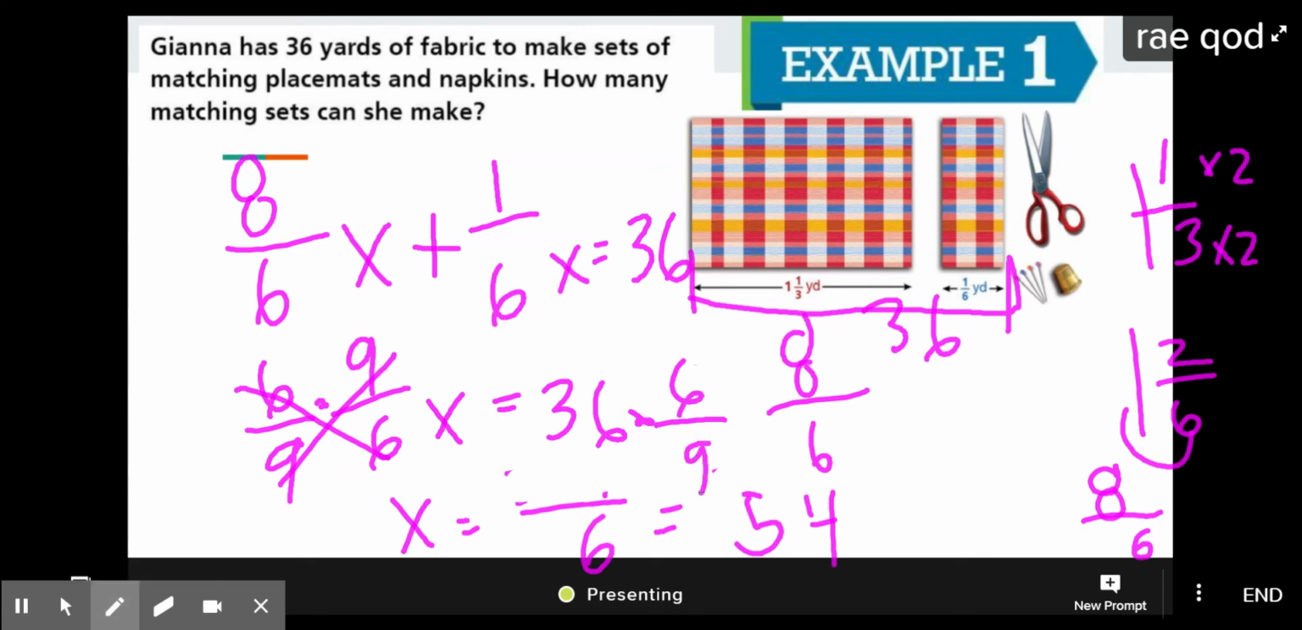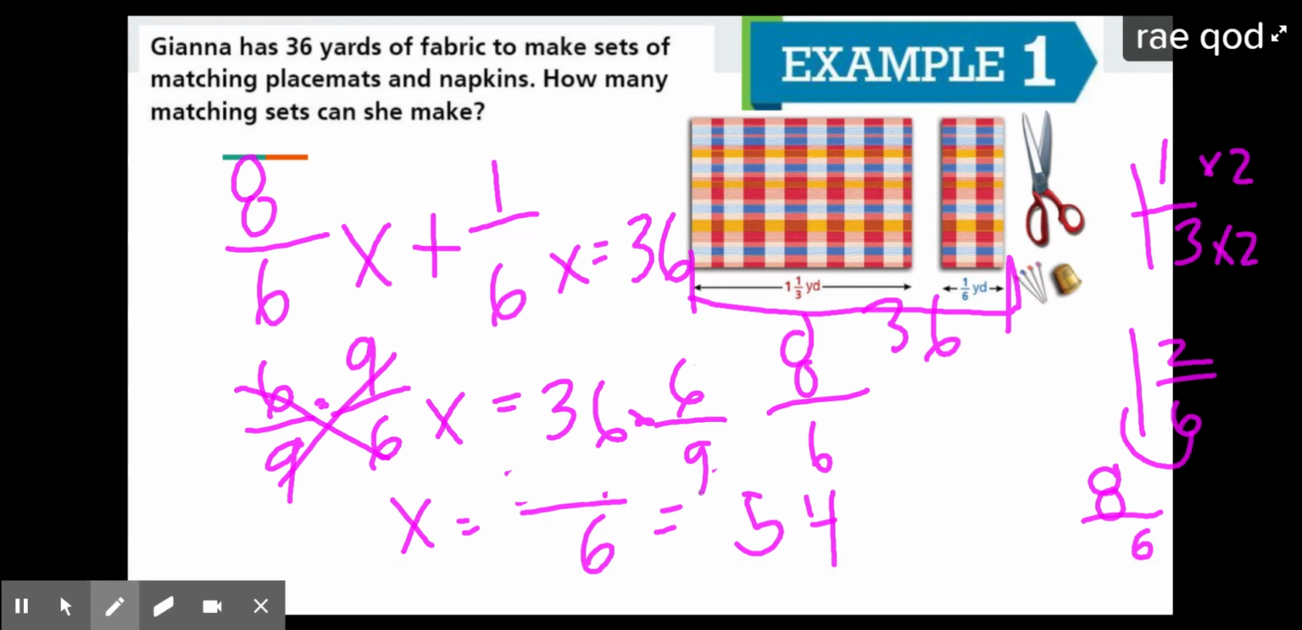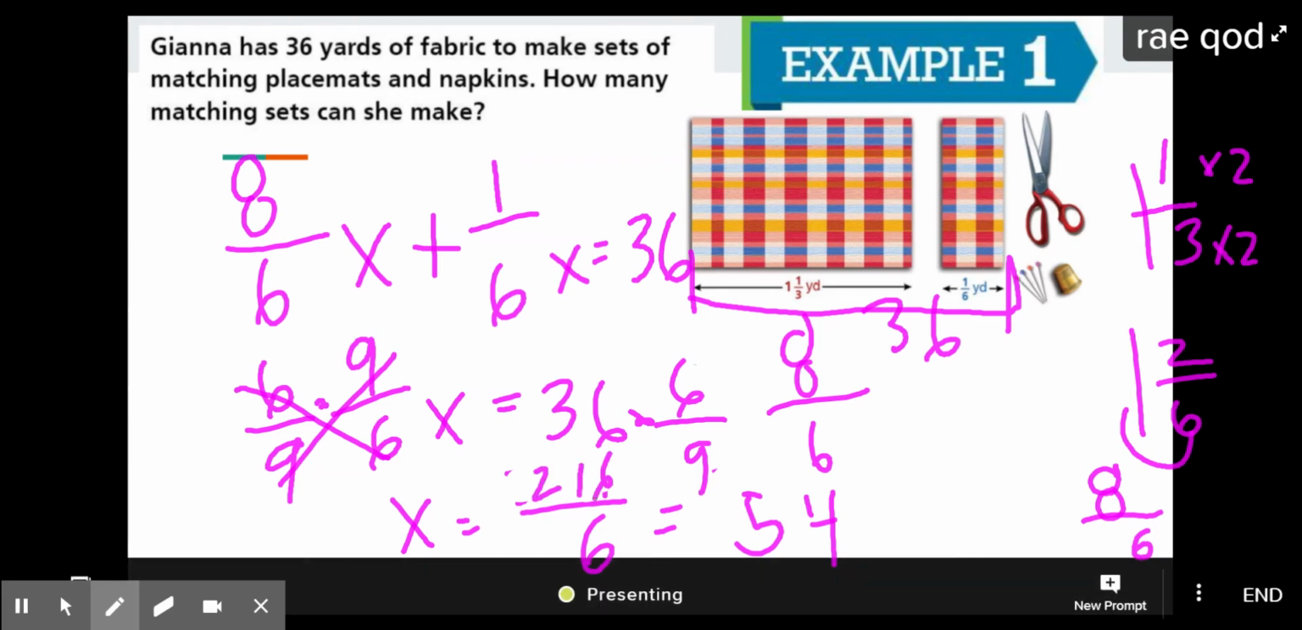36 times 6 is 216. There we go. Divided by 9, I get 24. So she can make 24 sets.